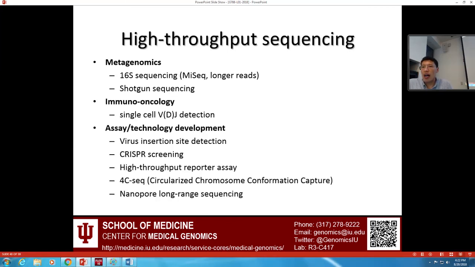And we have also done quite a lot of assay and technology development, and some of our personnel in the Center for Medical Genomics help our investigators design different types of assays if there's no standard protocol available, like viral insertion site detection, and those are super, super important, and we are trying to extend that to further identify the CRISPR off-target, and that is fully capable of doing that. CRISPR screening, high-throughput reporter assay, which this year we'll add in one lecture about that. Dr. Xi Rao will give the lecture. And the 4C-seq, that's part of the chromosome conformation assays, and also nanopore sequencing.